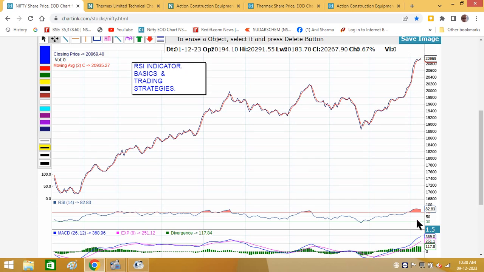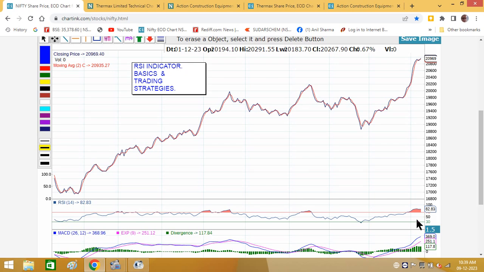RSI moves between 0 and 100. The formula is so designed that RSI never goes below 0 and never goes above 100. Friends, intraday trading is not suitable with RSI because the setup needs to be changed. RSI is most suitable, believe me, for swing trading only, which could be from 2 days to a couple of weeks or a couple of months.